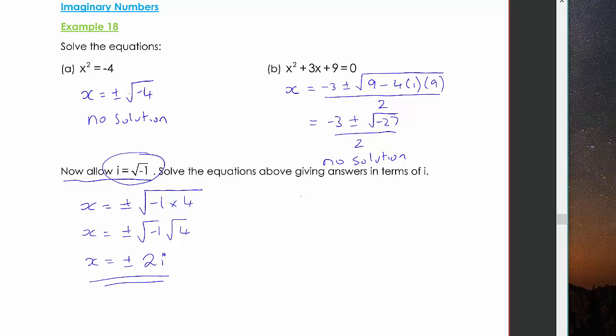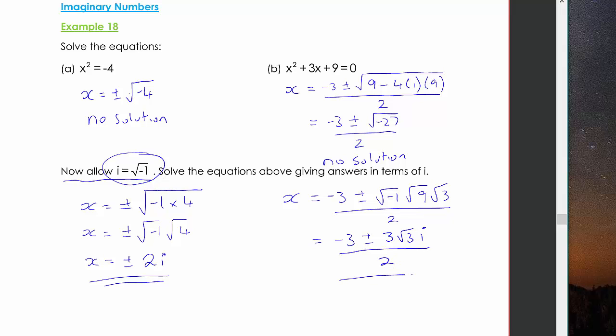Let's come over to this one and see what happens. So I've got x is negative 3 plus or minus the square root of negative 1 times the square root of 27, which I can write as root 9 root 3, all over 2. So that's going to be negative 3 plus or minus 3 root 3 i, divided by 2. So once again we get a solution in terms of i.